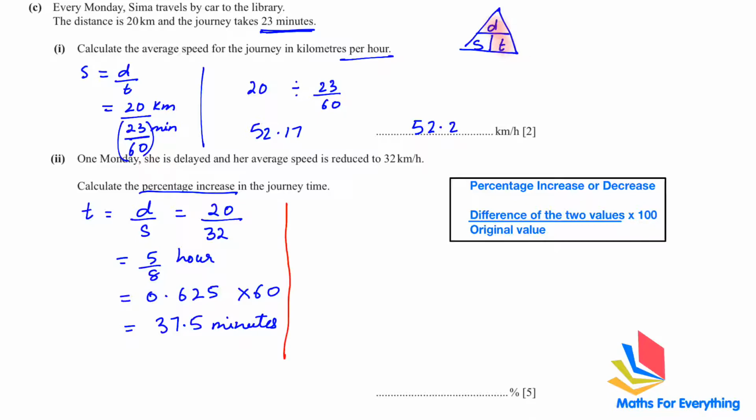What is our high value? 32. Sorry, I'm using the wrong value. We are looking at the time. So 37.5 minus 23 minutes. And the original value is 23. So that's what you're going to write in the denominator times 100. And you will get 63.04. So you can write that as your answer, 63.04%.